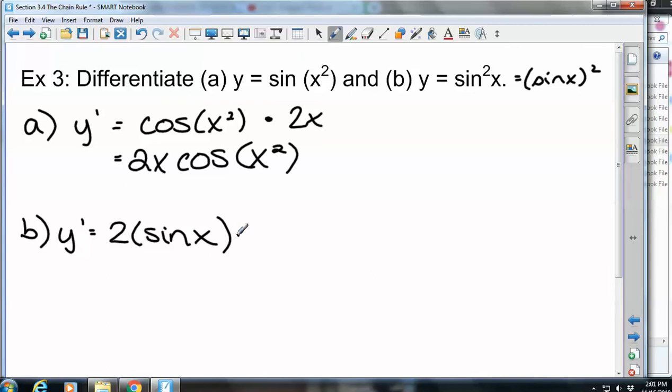Times, what's the derivative of the inside? Derivative of sine is cosine. So we just get 2 sine x cosine x. So that placement of the square changes the inside and outside function and gives us 2 very different derivatives there. Do you understand where you start on those?